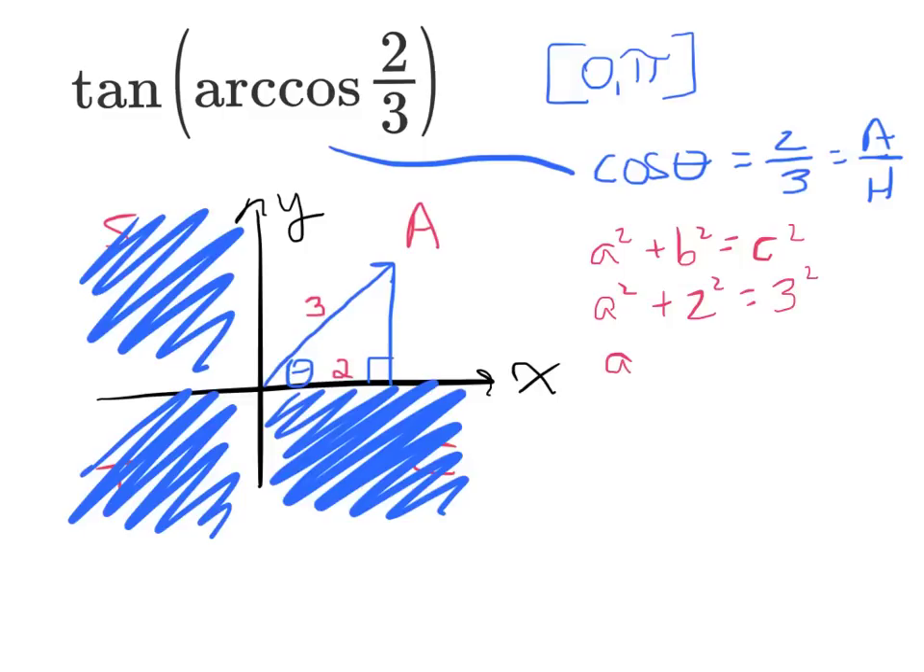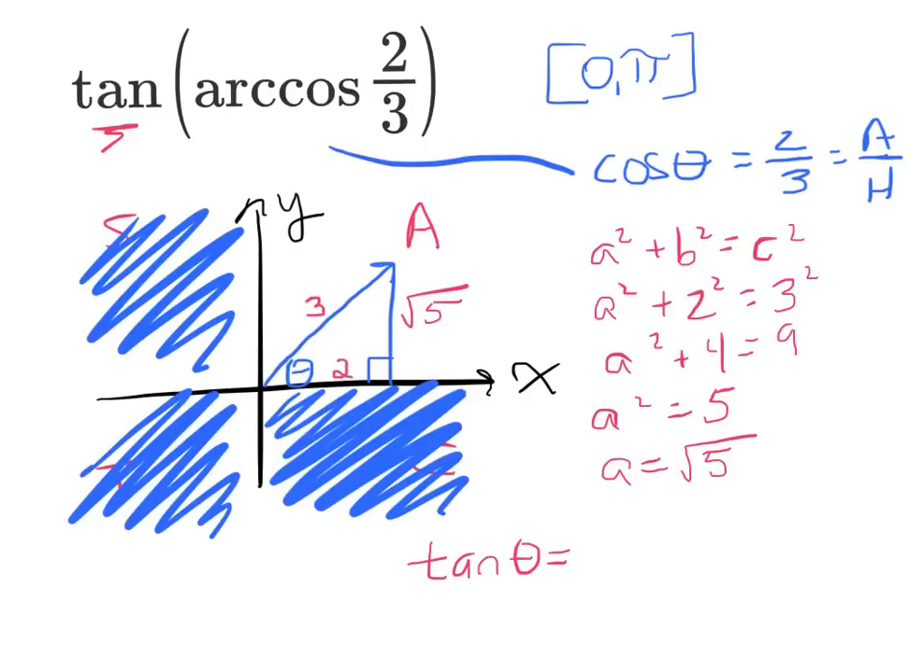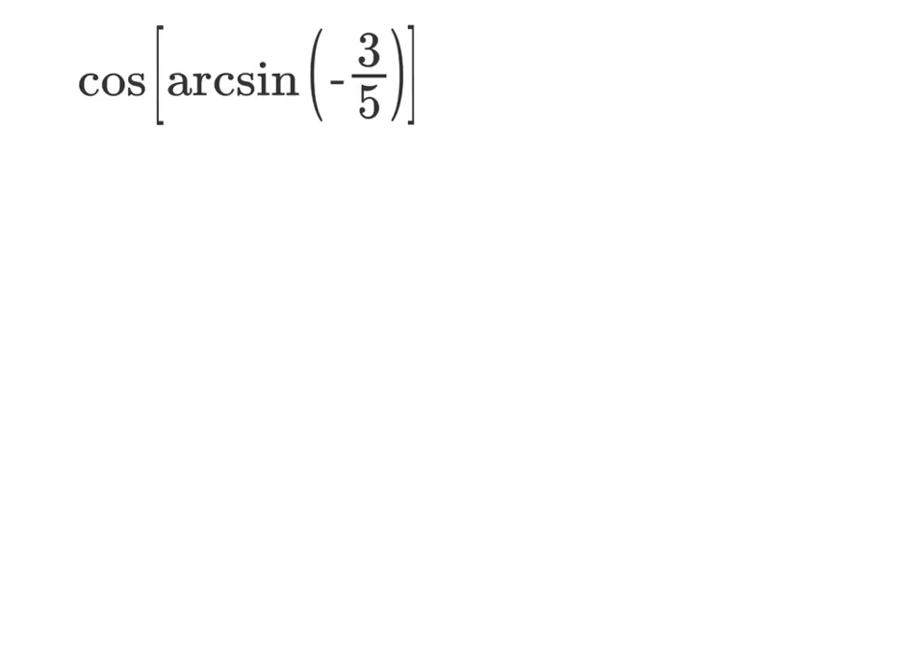So what do we have? We've got a squared plus 4 equals 9. A squared must be 5, so a is positive radical 5. We're going to reject the negative because we're talking about a length. So the third side is radical 5, and we're looking for the tangent of that angle. And tangent we know is opposite over adjacent, so that would be radical 5 over 2. All right, one more example and then we'll look at our summary.